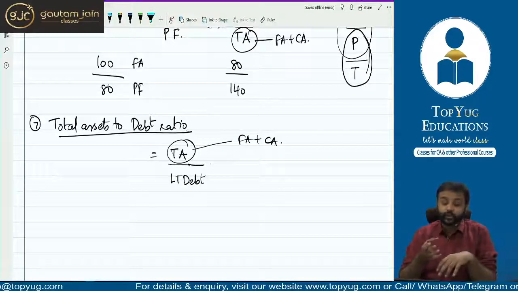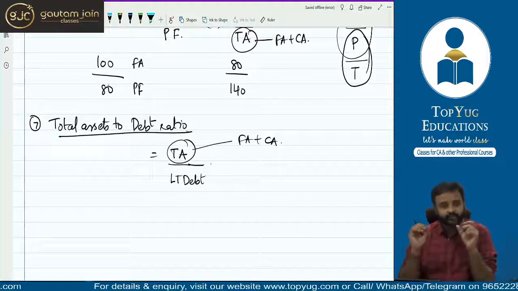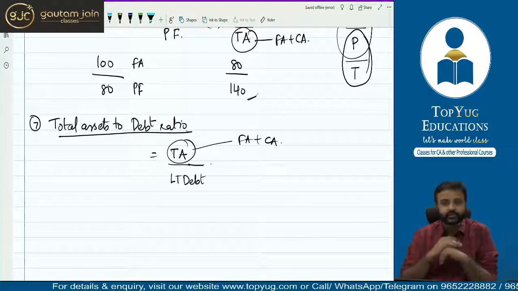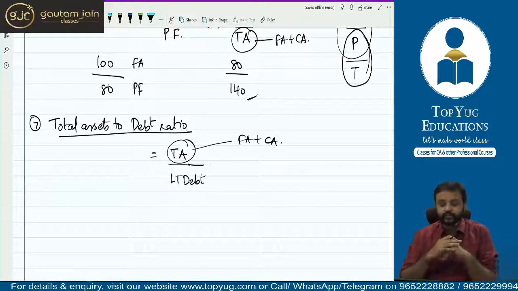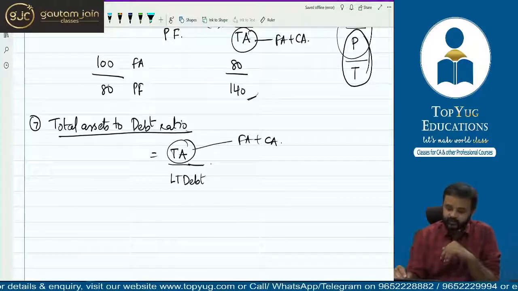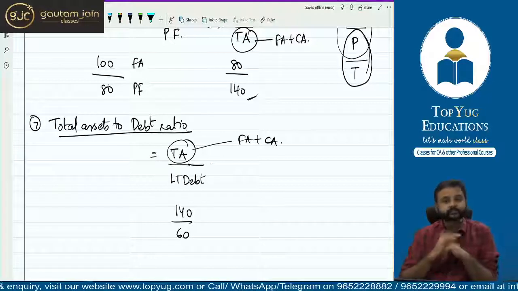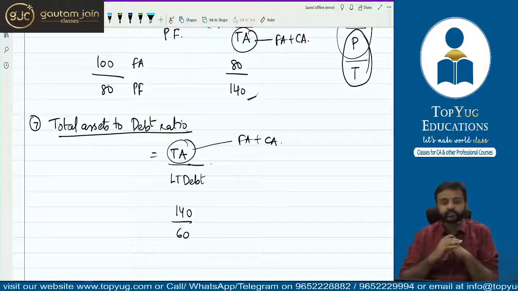So now tell me, what is this about? Sir, how much of the long term debt has been used for total assets? That means if you have some fixed assets plus current assets, like we said in the above example, 140. So out of 140, if I say 80 is proprietary funds, that means 60 is long term debt. So I can write here, maybe 140 is total assets, 60 is long term debt. Right. This is total assets to debt ratio.